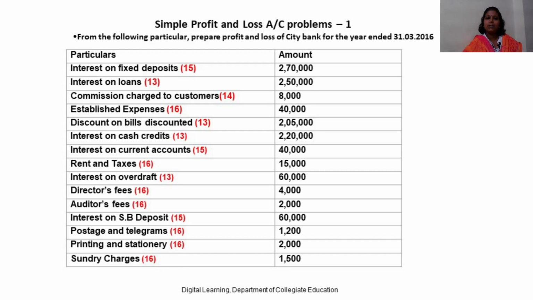Then discount on bills discounting, I told you. In schedule 13, two important things will come. One is interest, next is discount on bills discounting. It is also an income for the bank. Interest on CC, cash credit. Cash credit interest, whichever they are charging. Cash credit is a facility where you can withdraw more than your amount.